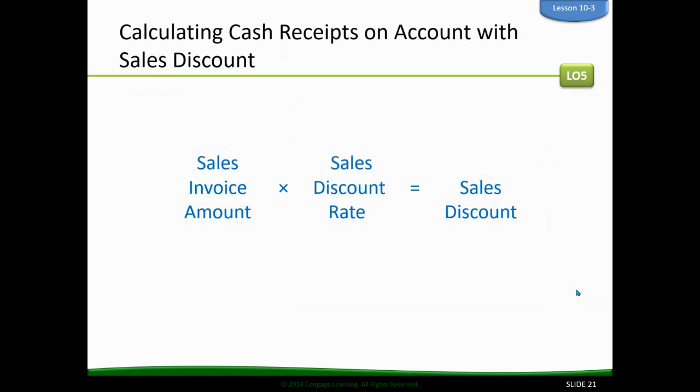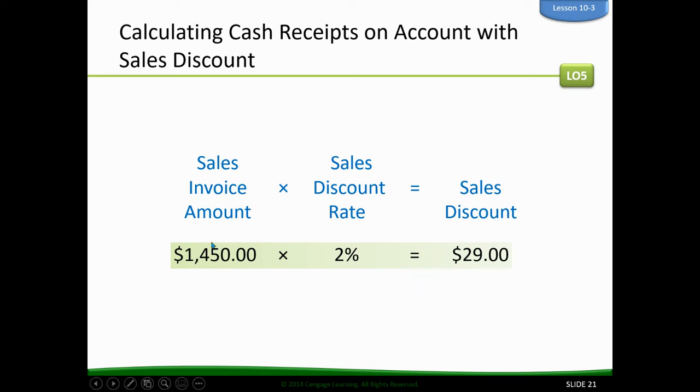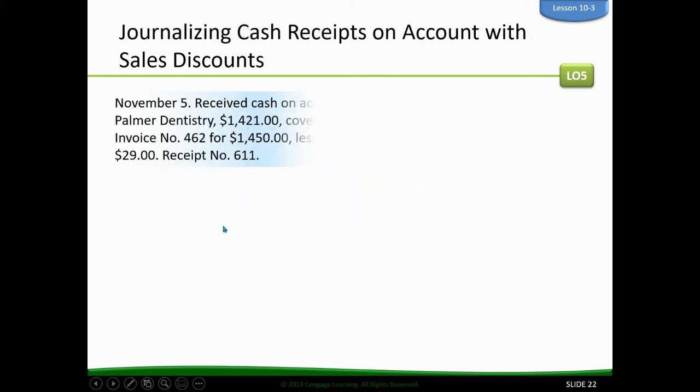So here's how you figure the discount. We're going to figure it out exactly like we did in the purchases. You take the original amount of the invoice, in this case $14.50, multiply it by 2% or 0.02, and this is the amount of the discount. Then that is subtracted from the original invoice to see what the customer actually is going to pay.